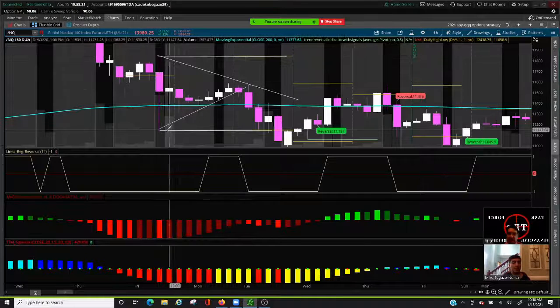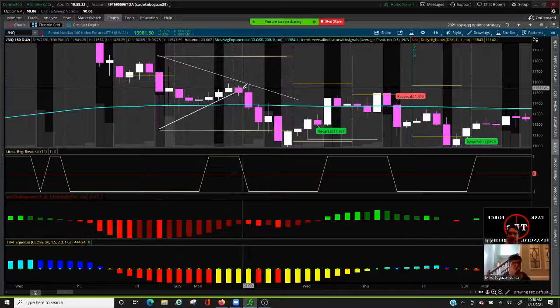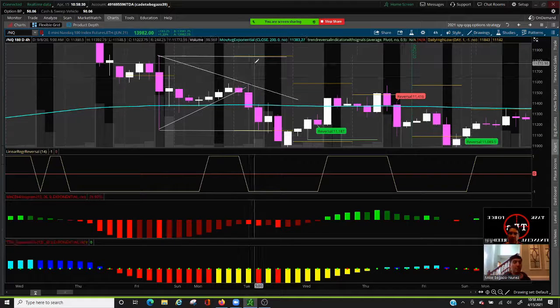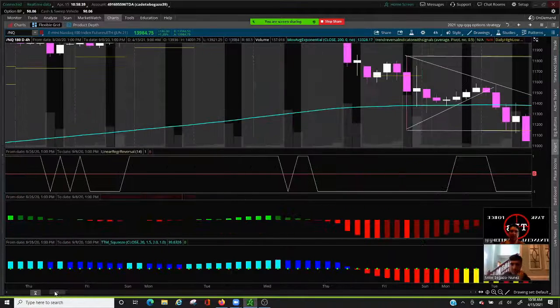It's a symmetrical triangle. We see that the sides are equal. In this case, it breaks below the triangle and it stays below for a couple points, right? But if it was to break to the upside, it could have broken up to the upside to this level over here.